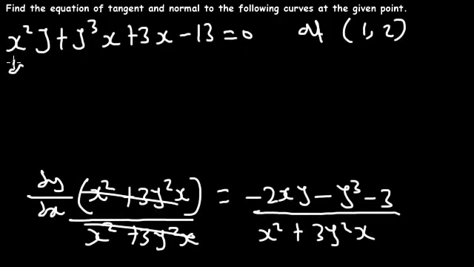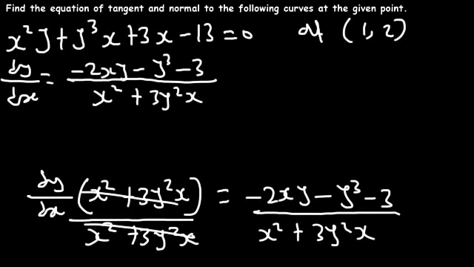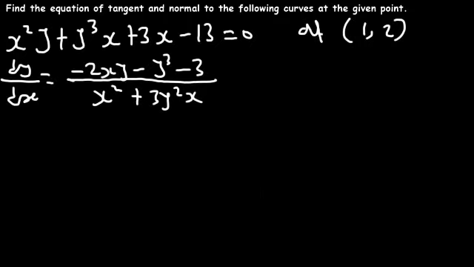So dy/dx simply equals negative 2xy, negative y cubed, negative 3, all divided by x squared plus 3y squared x. Perfect. Now the goal is to determine the slope, as this gives us the derivative function at any given point. Since we are given a particular point, we can determine the slope m at that point, x equals 1.